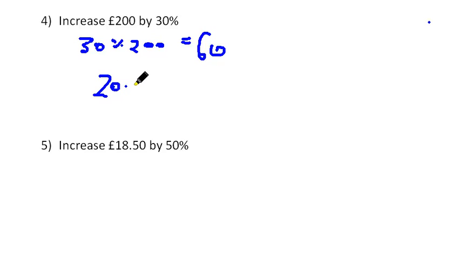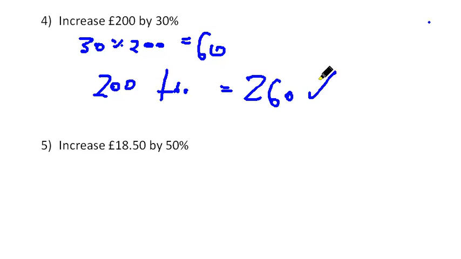Number 4, increase 200 by 30%. Well, if we find out what 30% of 200 is, well 10% of 200 is 20, so 30% must be 60, and we want to increase it, so it's going to be 200 plus 60 to give us 260.